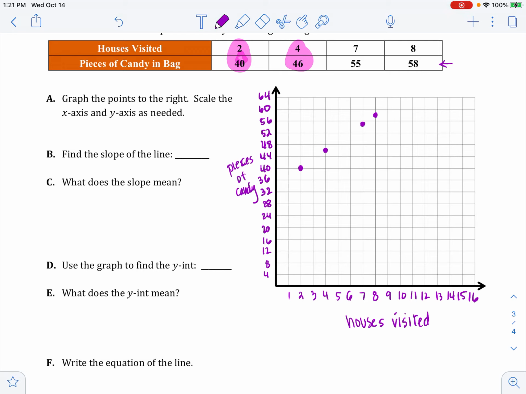I like to pick the numbers lowest on my table, because then it's easiest for me to do in my head. So this is XY, XY. This is 1, 1, 2, 2. And it doesn't matter which one's the first one, which one's the second one. All right, so M equals Y2, which is 46, minus Y1, which is 40, over X2, which is 4, minus X1, which is 2. So that's 6 over 2, which is 3. So the slope of the line, M, is 3.